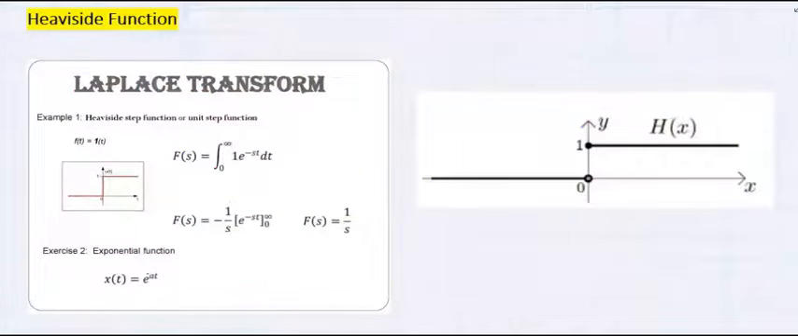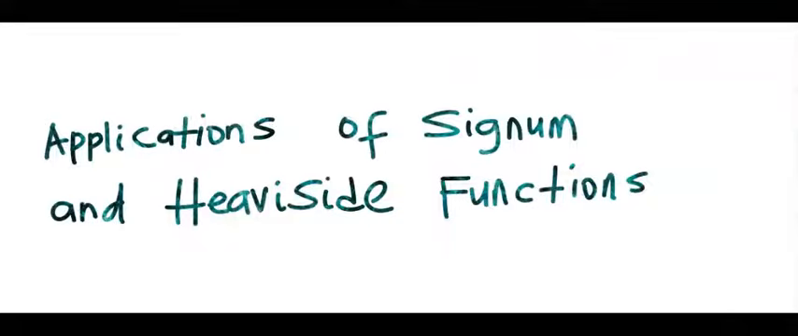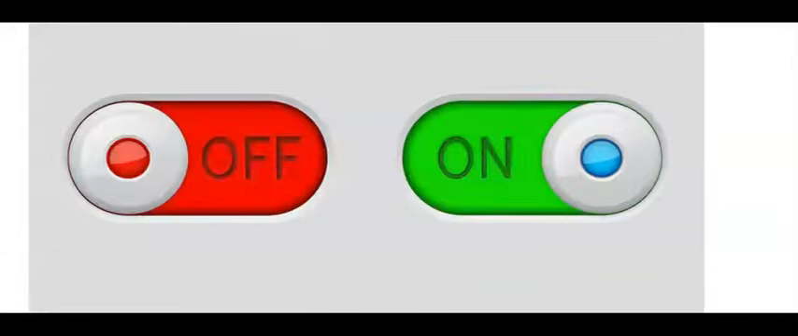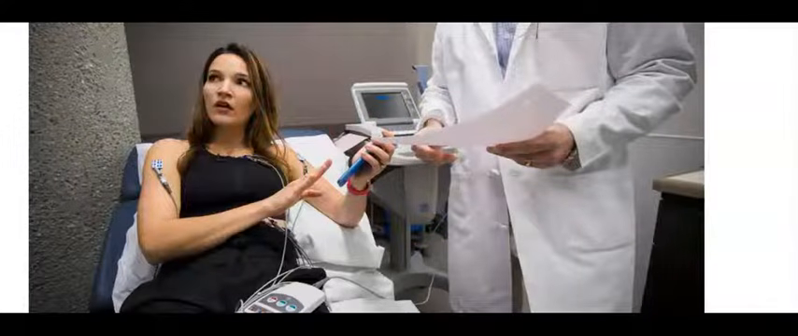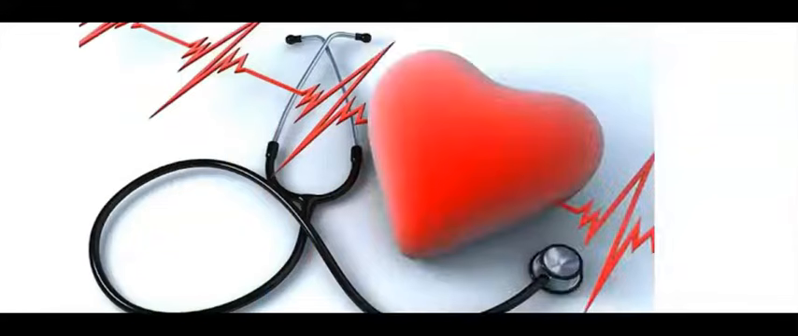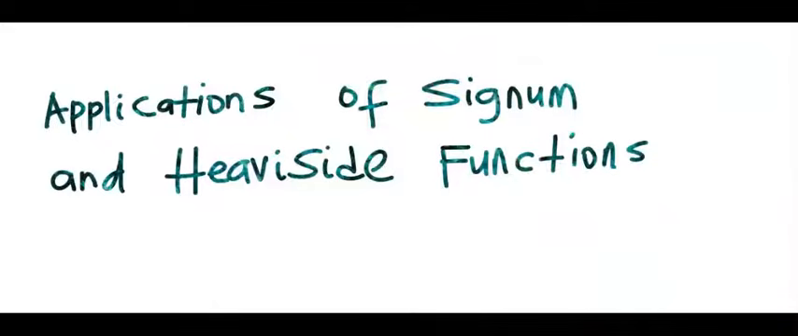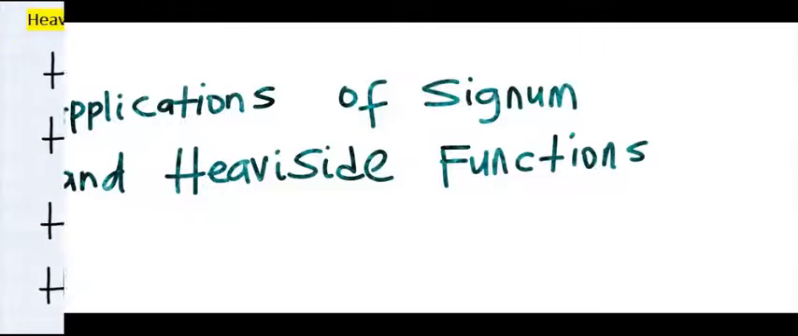The Heaviside function returns only 0 and 1, and this can be applied in Laplace transformation as seen in some electrical and electronics devices. Many devices accept 1 or 0 for on and off. It can also be applied in medical devices which monitor the human body. We are going to look at this in detail in another video on the applications of signum and Heaviside functions in science and engineering. Consider this.